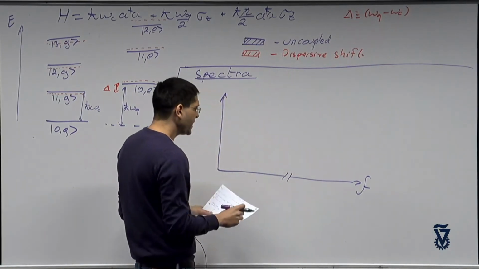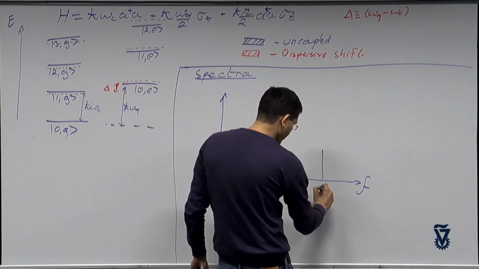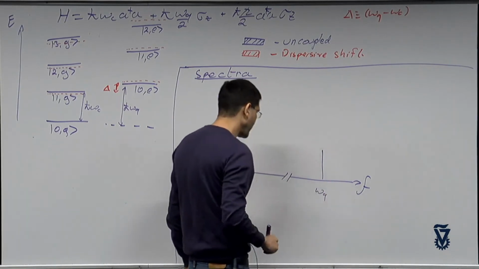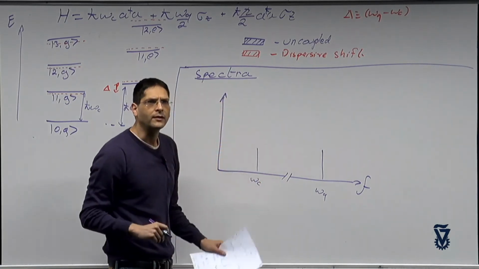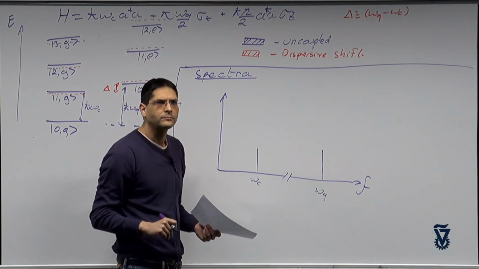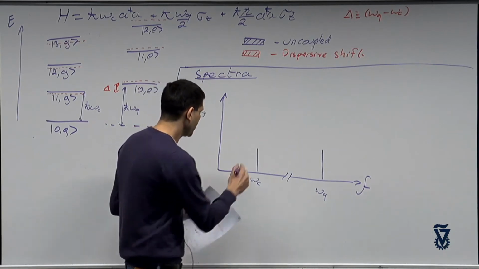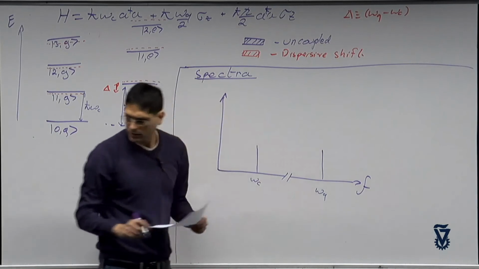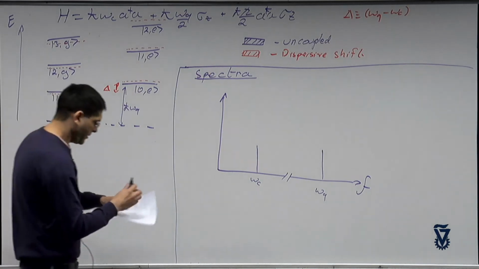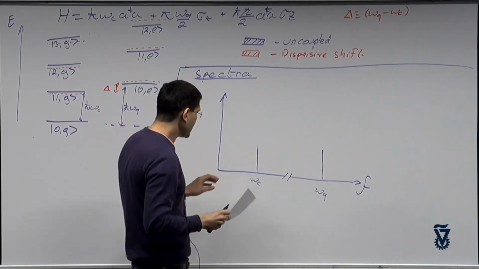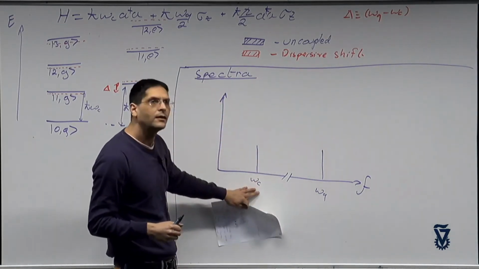Okay? So if we have no interaction, then we will just have some omega q over here, and we will have some omega c over here. This is omega q and omega c, with no interaction. But when we add the interaction, what happens is that these peaks start to split. Okay, so let's look at over here.